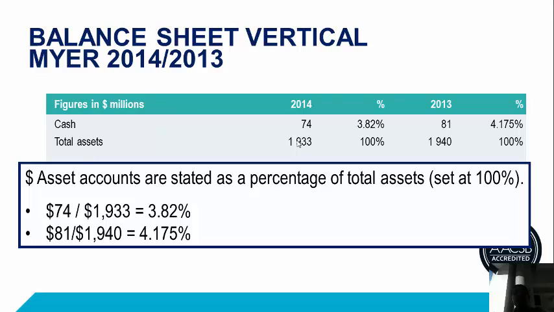Now, in 2013, what is Myers cash as a percentage of its total assets? Well, Myers cash, 81, divided by 1940, is 4.175% in 2013. In 2014, Myers cash is 74 divided by 1933. It's 3.82%. Now, that tells me that Myers cash holdings relative to its size has declined. So why is Myer holding less cash as a percentage of its total assets than it did last year?